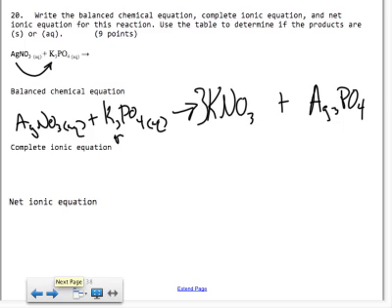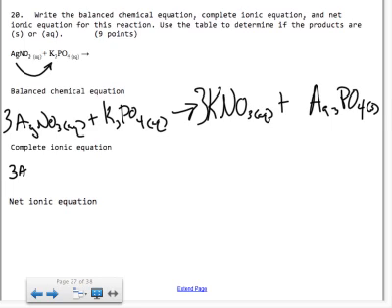To balance it out, you've got 1 phosphate on the left and 3 nitrates on the right. If I put a 3 in front of the silver nitrate on the left, that gives me 3 nitrates on both sides. It also gives me 3 silvers on both sides, which I needed to balance out the phosphate. We need to add the states, which is going to be aqueous for the potassium nitrate. Like I said before, silver doesn't form soluble compounds with many things, so silver phosphate is going to be solid.